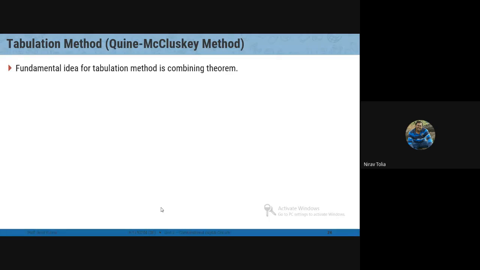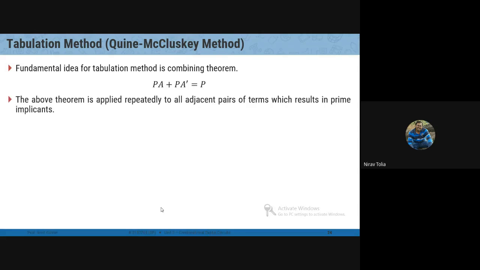The fundamental idea of the tabulation method is the combining theorem. What is the combining theorem? Suppose we have PA plus PA dash. Taking P common, we get A plus A bar, and A plus A bar is equal to 1, as we all know. So the answer is P. This is the general combining theorem.